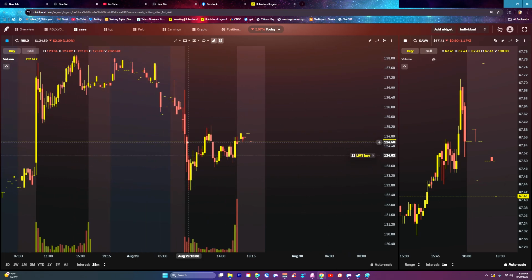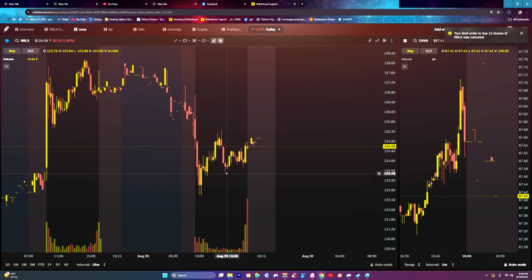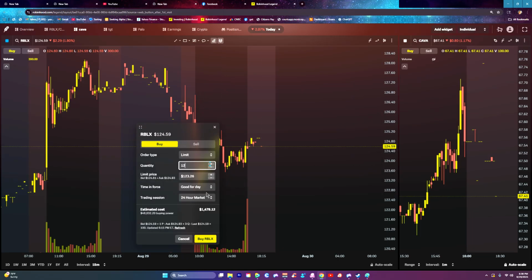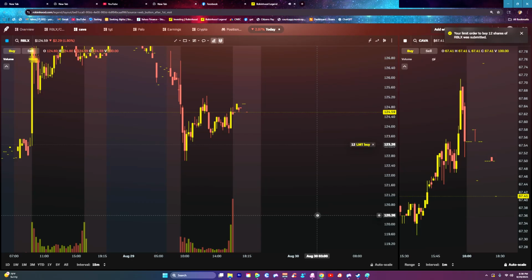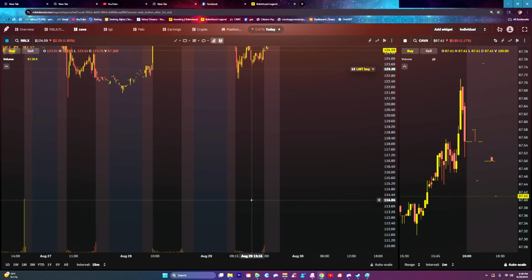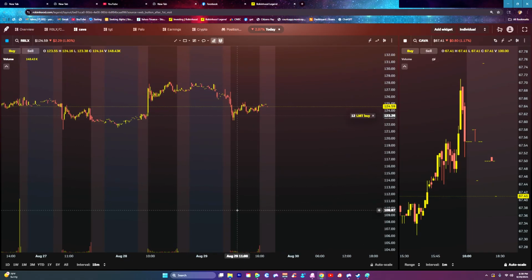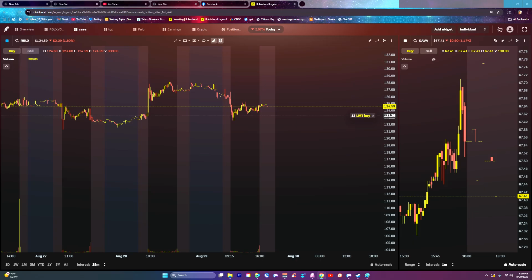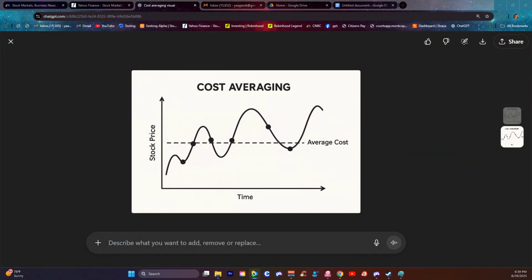So I like to, let's say I'm entering a position in Roblox for the first time as a trader, right? And I have $10,000 that I can use. And I buy 12 shares here. $1,400. Well, let's say the price drops, which it often will do. Well, now I have the option to do what's called cost averaging. So if the price drops, I can buy 12 more shares down here, and that's actually going to bring the average price of Roblox down 50% to be right here. So that's something called cost averaging, which I have a chart here to kind of show that.